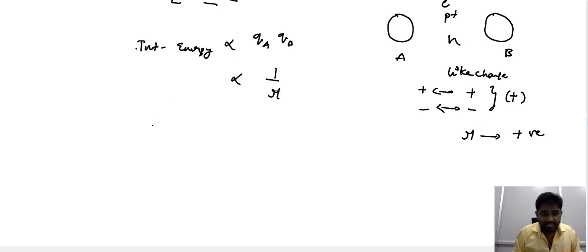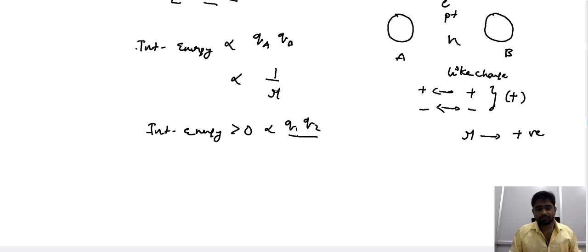So the interaction energy for like charges is always positive. It is greater than 0. So the interaction energy, which is proportional to the product of the charges and inversely proportional to the distance separating them, is always greater than 0. This is for like charges.